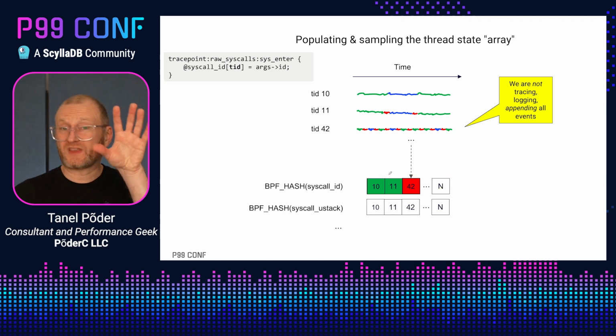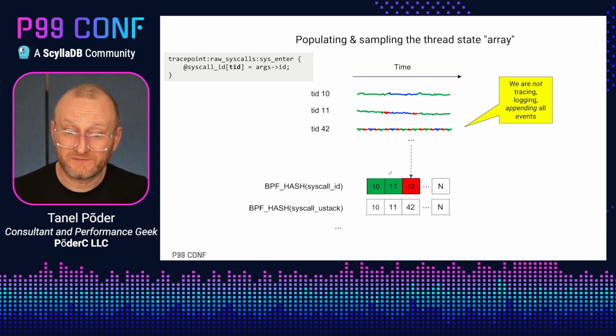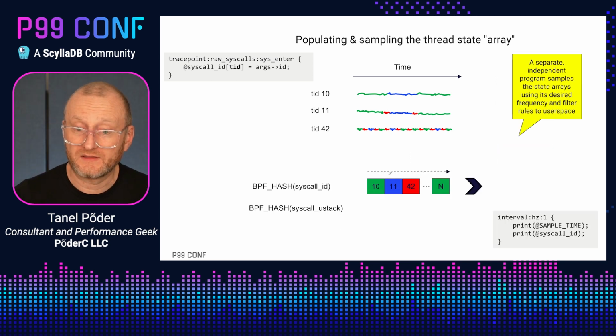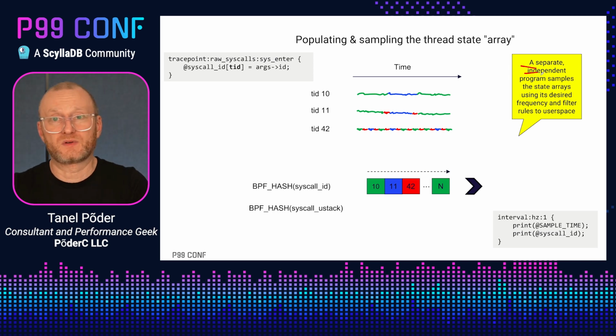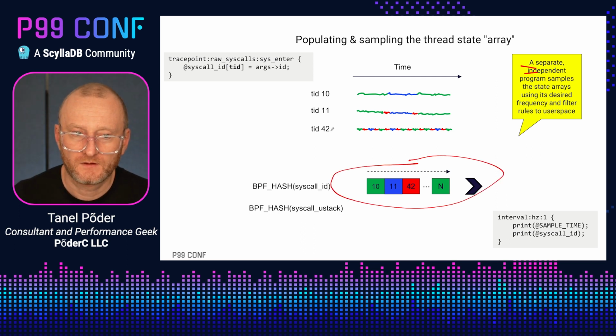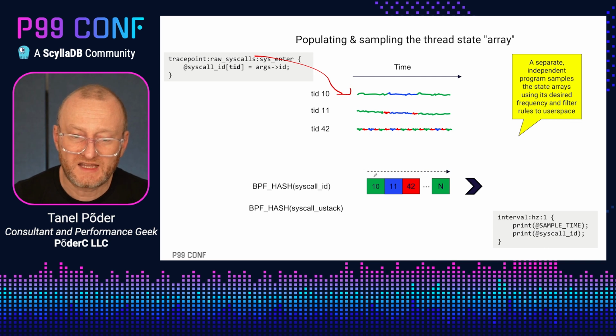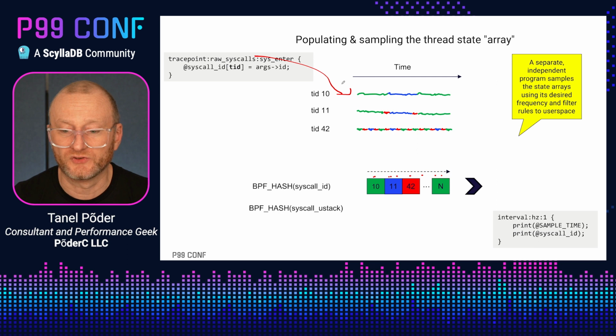So this is the first half of the invention, right? The second half is that we will have a separate independent program, or it can be many independent programs, which now consume this. So this left side is like producers. They will keep this array up to date, but they don't emit any traces or any data to applications or the user space.